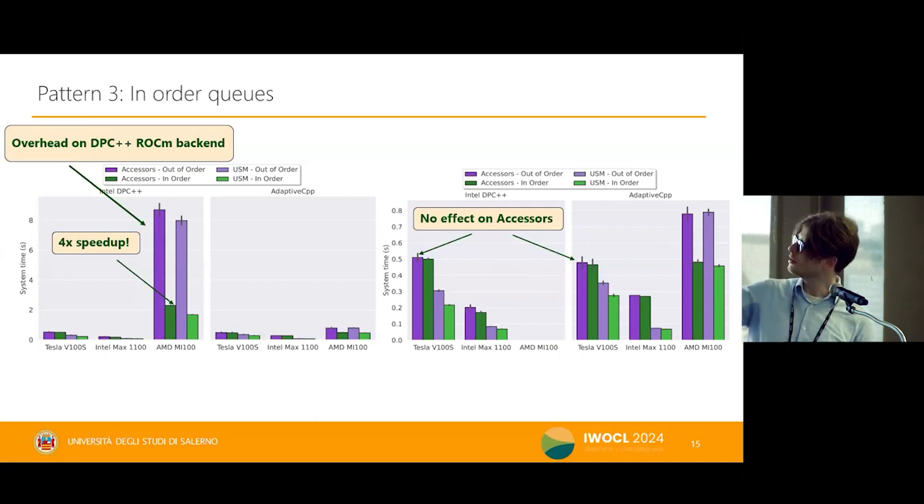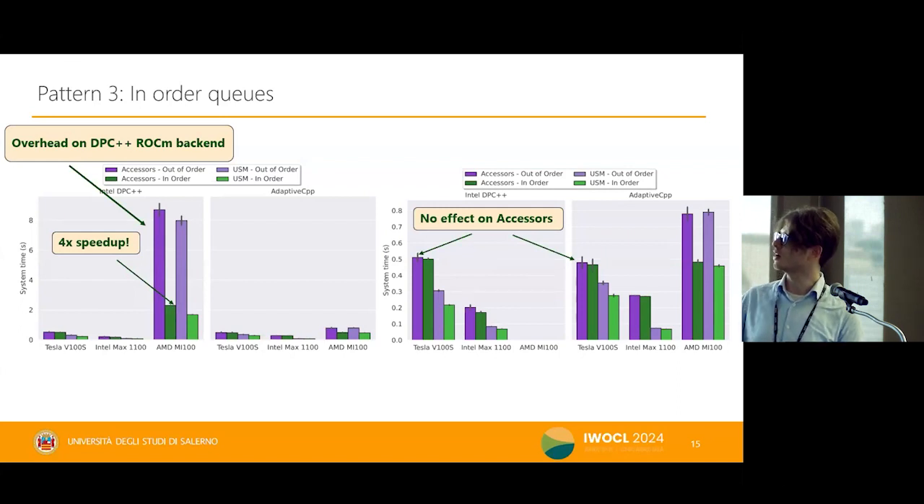So for the USM out of order, because we also use the USM out of order to make for a fair comparison, we manually build the task graph using the SYCL depends_on function. And interestingly enough, when using in-order queues, the majority of the improvement comes from the fact that depends_on is not used, of course, for the in-order one, and we have up to a 4x speedup using in-order queues on USM.